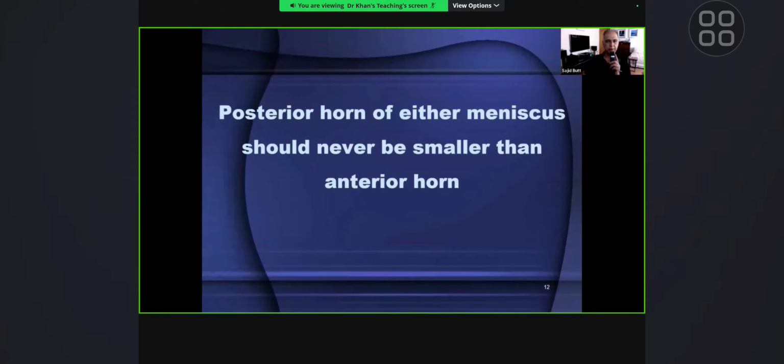Posterior horn of either meniscus should never be smaller than the anterior horn. So in case of medial meniscus, we know that the posterior horn is larger. And in case of lateral meniscus, it is of equal size to the anterior horn. If the posterior horn of any meniscus is smaller than the anterior horn, then we've got a problem. That means that there is a tear.